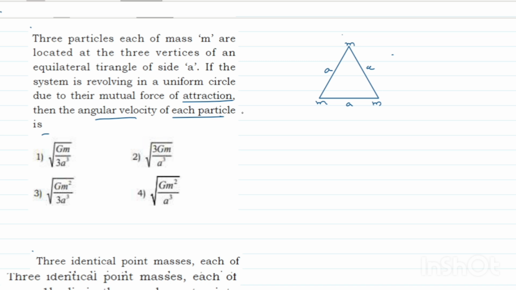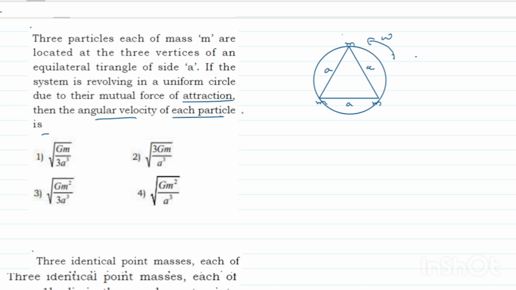Now the system is going to be moving in a circle. The angular velocity of each particle they are asking. Now here you can take that it's going to be moving with some angular velocity omega.